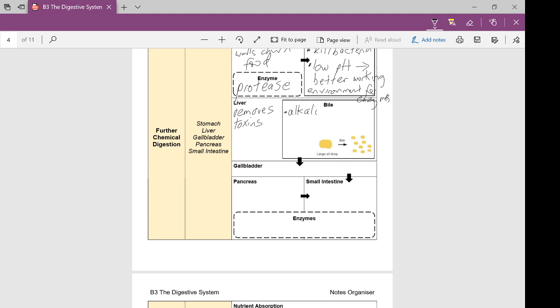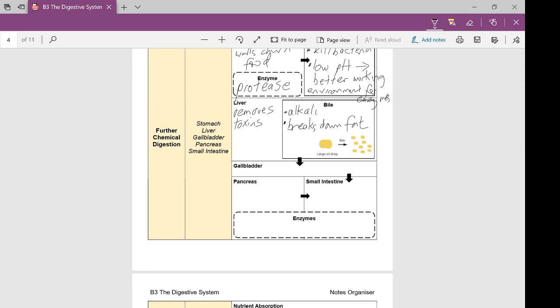And it also breaks fat into small droplets. It breaks down fat, but it doesn't actually digest fat, so it doesn't chemically break it down. Its main thing is that, I have a picture here as an example. If you have a large drop of oil or a large chunk of fat, the bile just sort of breaks it down into smaller droplets, so that way the enzymes in your body later can break it down a bit easier.